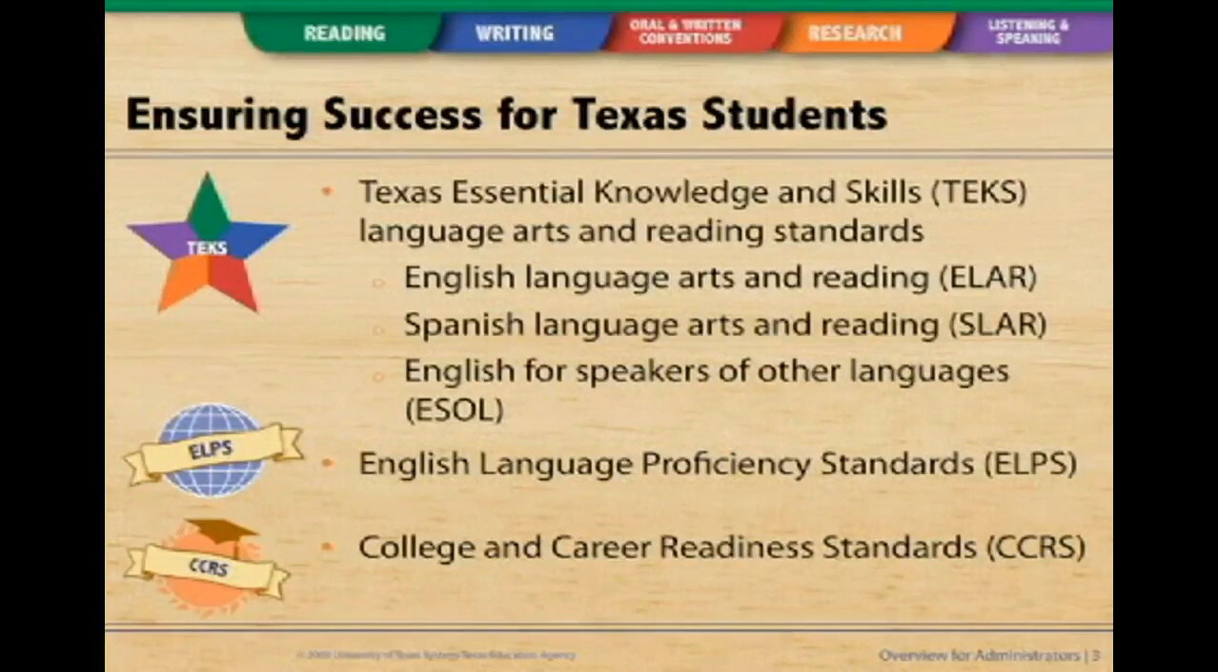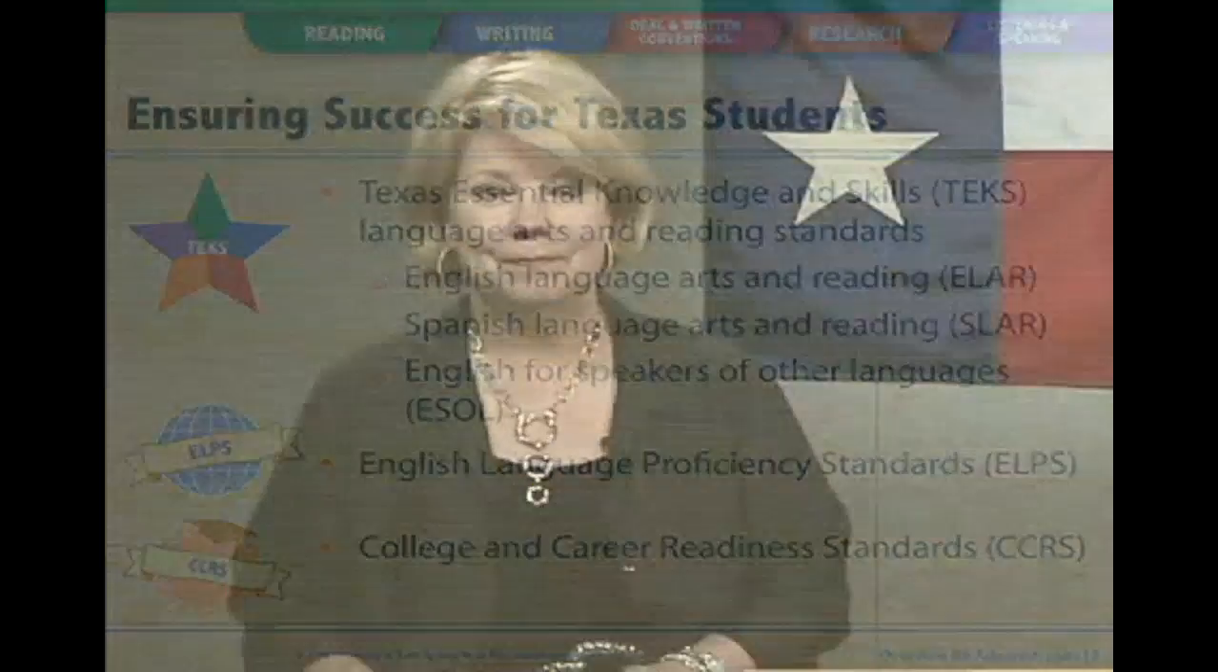The icons on the slide are used throughout the presentation to refer to each set of standards. The TEKS star represents the 5 strands of our ELAR/SLAR Texas standards: reading, writing, oral and written conventions, research, and listening and speaking. The ELPS globe represents the diversity of English language learners in the state of Texas, while the CCRS sun and mortarboard represent the bright future for Texas students.